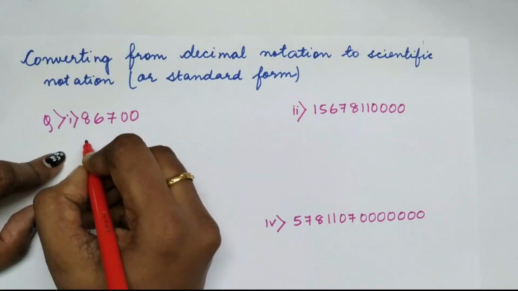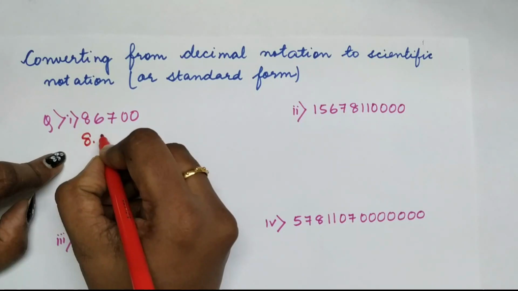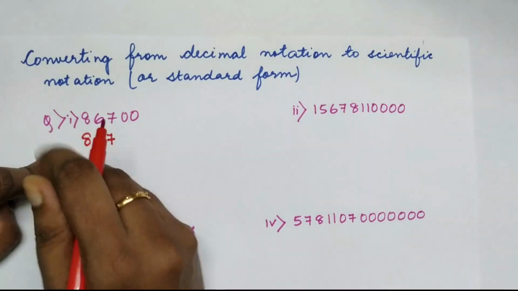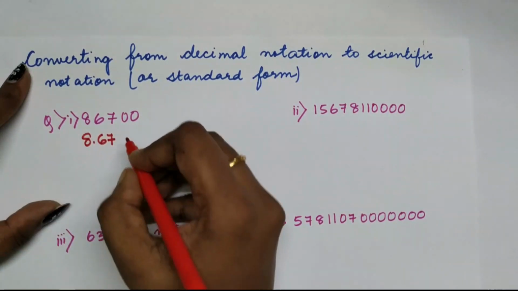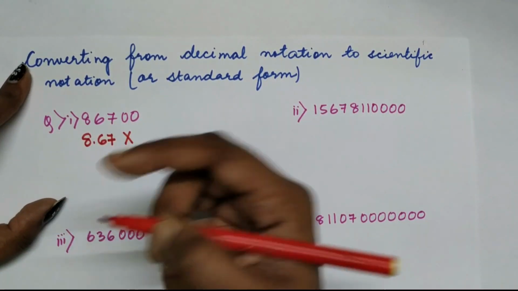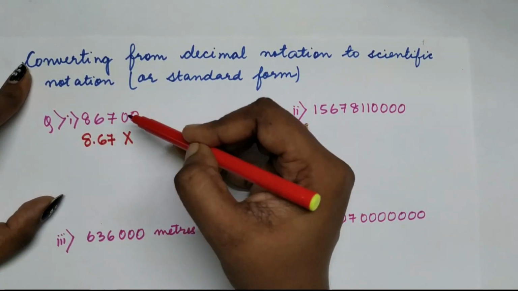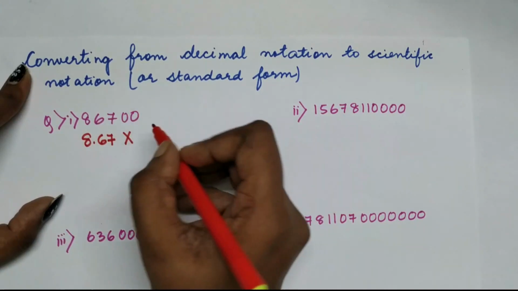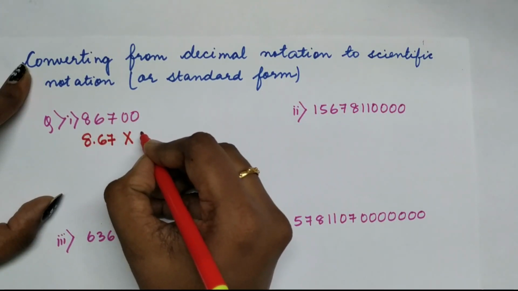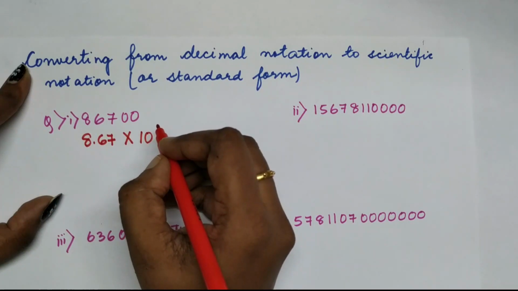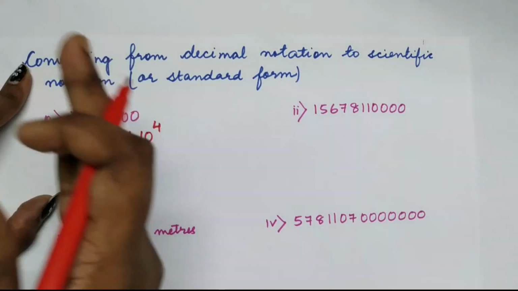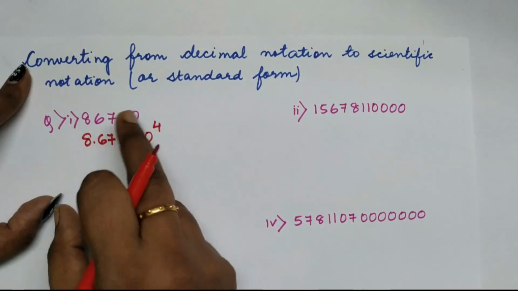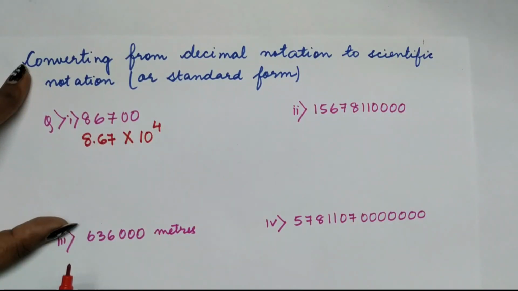So the number will look like 8.67. I will not write the zeros after the number. Into. Now how many times did I move? Remember, 1, 2, 3, 4 times. So I'm going to represent it as 10 to the power 4 because I moved 4 times to the left of the given number. So can you understand?